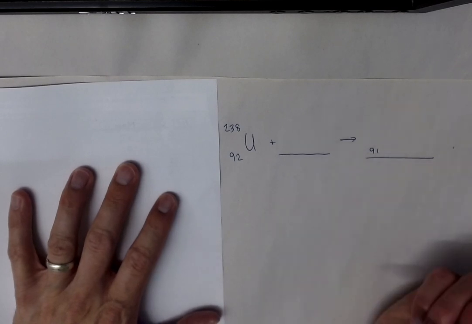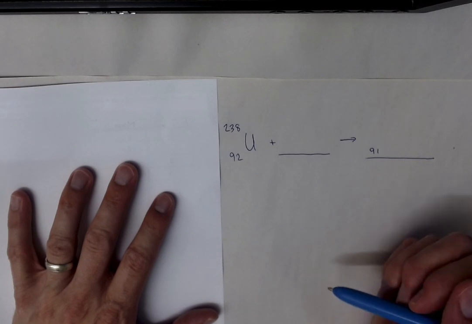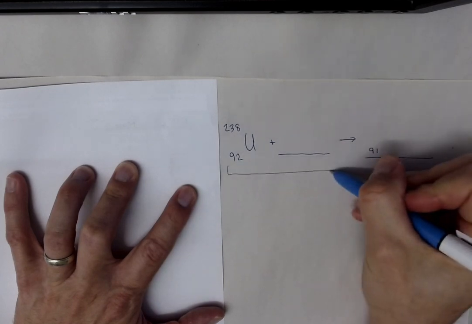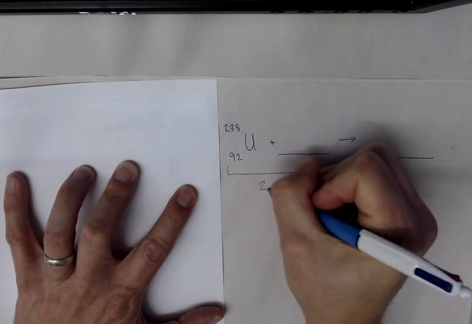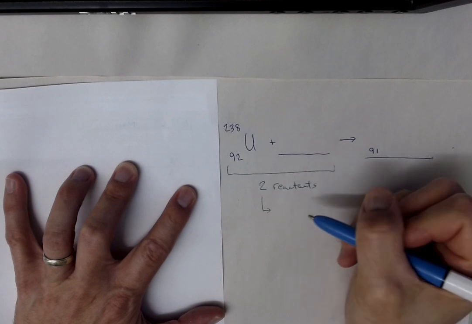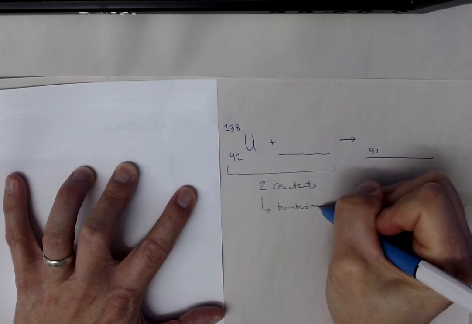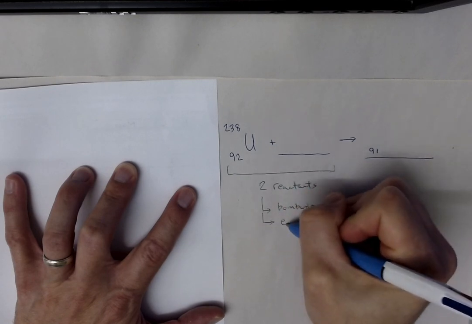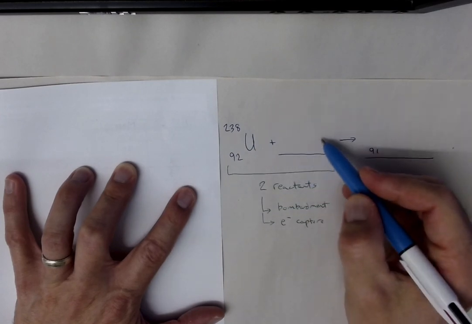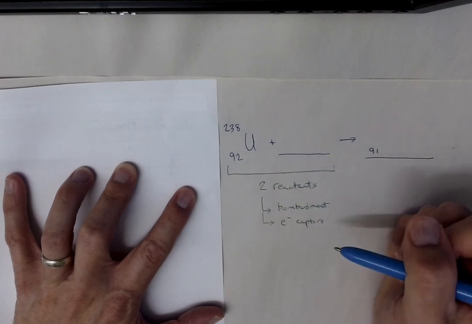All right, so in this transmutation problem, we have two big unknowns here, and we're trying to figure out what's going on. If I want to know what type of radioactive process this is, I see that there are two reactants. That leads me to the idea that either this is bombardment or it is electron capture. I don't know yet what this item is here, so I cannot tell whether it's bombardment or electron capture, so I'm going to come back to that.